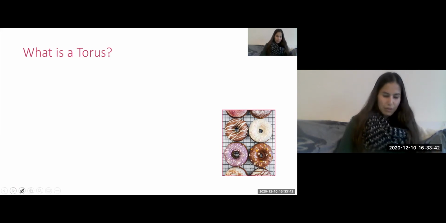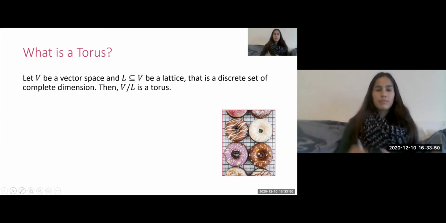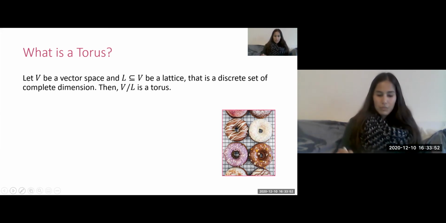And I view a torus in a very different way. This is how we view a torus as dynamicists, or maybe in Jerusalem, or I don't know what. So the way that I see a torus is we take a vector space V, and we have a lattice within the vector space. That's going to be a discrete set of complete dimension.